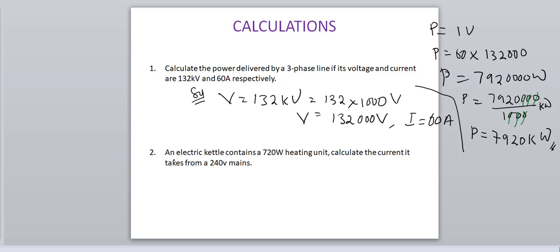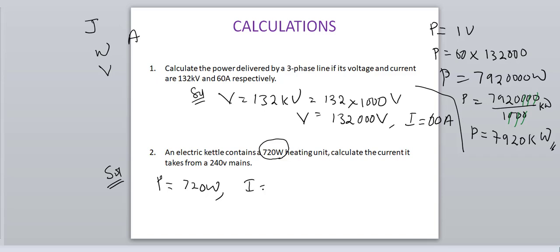Now for the second question, this one says an electric kettle contains a 720 watt heating unit. From this unit here, we know this is power because of the watts. So the power is given. The power is 720 watts. So always observe the unit. Once you are given something in joules, you know that is energy. Once you are given watts, that is power. V is voltage, ampere is current. So take note. Now calculate the current.